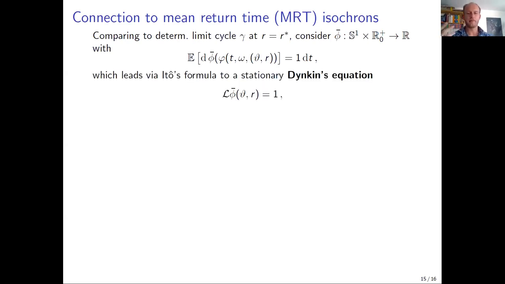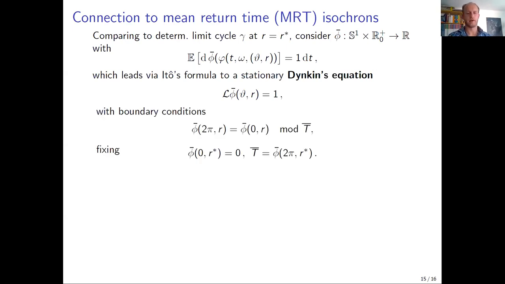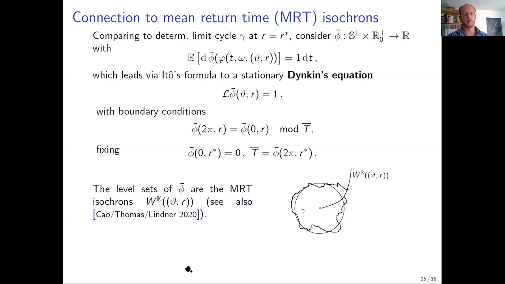And then via Ito's formula, we actually come to the stationary Dynkin equation, and putting then periodic boundary conditions with some additional tricks, we really get a very similar result as what Carl and Thomas did, who did it more rigorously in that kind of context. But we just wanted to show that looking at this problem now more from the expected point of view, this is contextualized to the other approaches. So one can see that the level sets of such a phi bar are actually the mean return time isochrons, which has been very nicely done in the Carl Thomas Lindner paper.